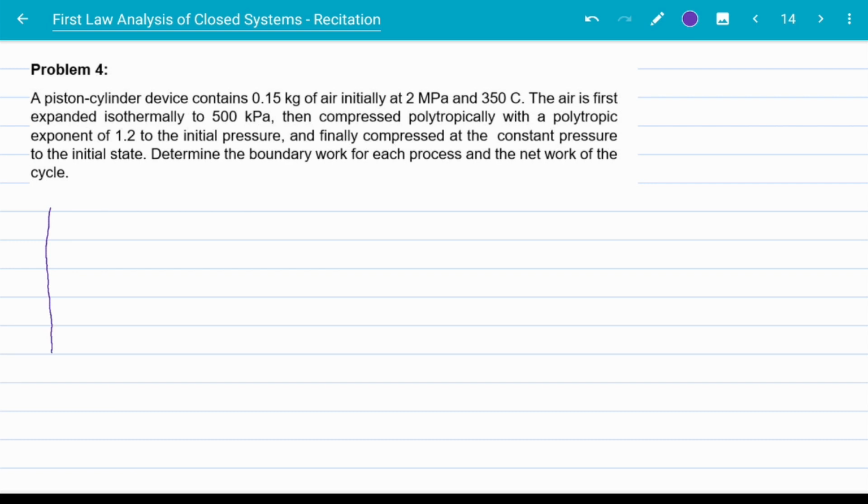Let's have a PV diagram just to give us some perspective of what's going on. This is P, this is V. So we start at state 1, and then isothermally we go to state 2. Then I'm going to compress the gas on a polytropic process to state 3, like this, and then compress it again with constant pressure like this. So this is a cycle. Each individual process has an area underneath the curve. So each individual process has some kind of work, and then the area in between will be the net work.